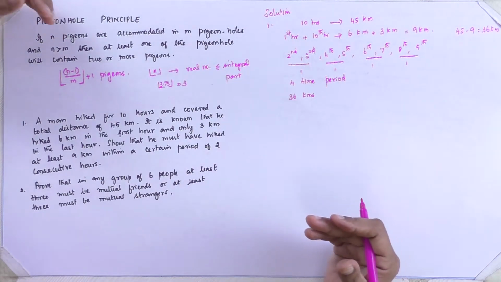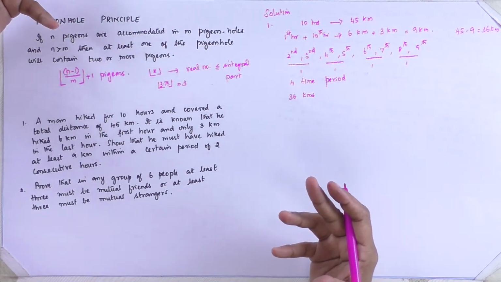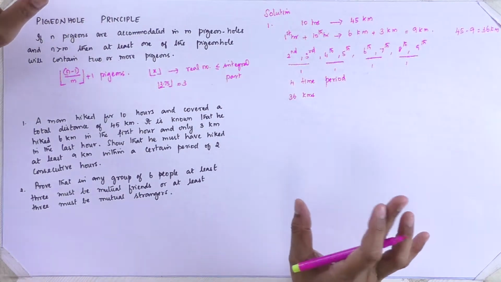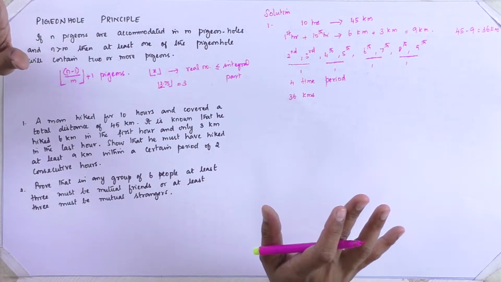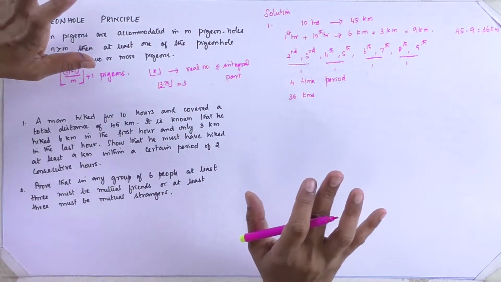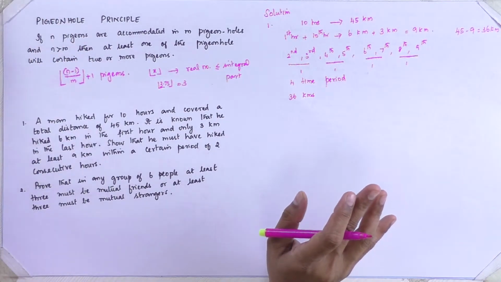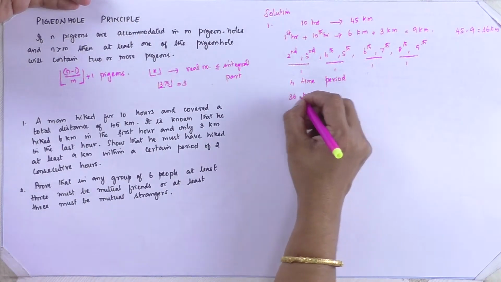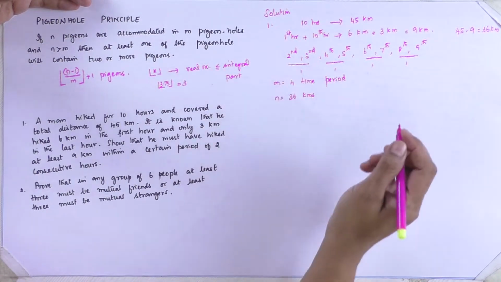Now whenever we have to apply the pigeonhole principle, I have said that the number of pigeons should be greater than the number of pigeonholes. Whichever is greater, I will have to take as pigeons. In this kind of problem, we have to fix the pigeons and pigeonholes in an appropriate manner, always seeing to it that the pigeons are greater than the pigeonholes. So in that case, my n is equal to 36 here and my m is equal to 4.